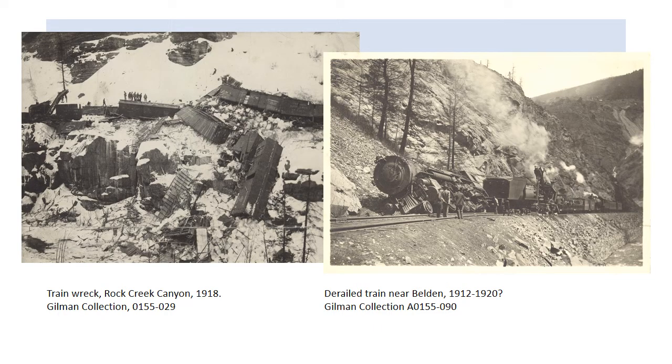So I had to put this in because there were several pictures of train wrecks in this collection, and the one on the left is the train wreck in nearby Rock Creek Canyon leading down to the Eagle River. It wasn't a mining train, they were carrying ice from the mountains, and it was a major train wreck. The one on the right is a derailed train near Belden where the locomotive actually ran off the tracks. I thought it was interesting that it kind of conveys the difficulties of transportation and moving around in that area.